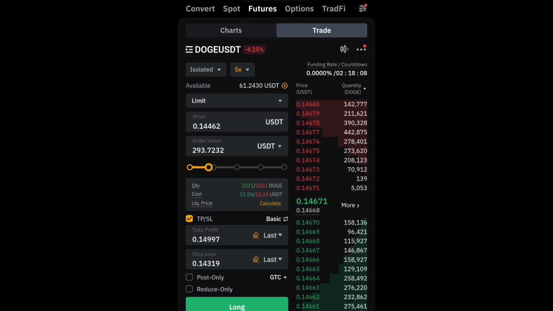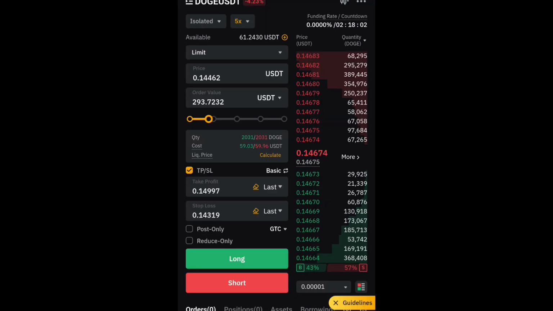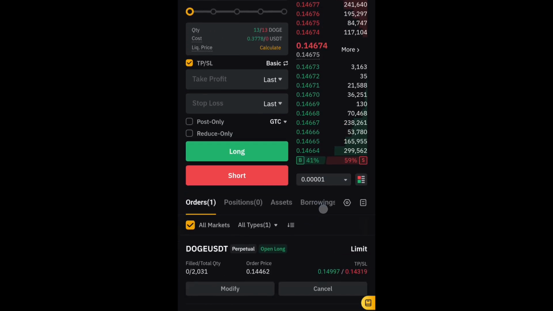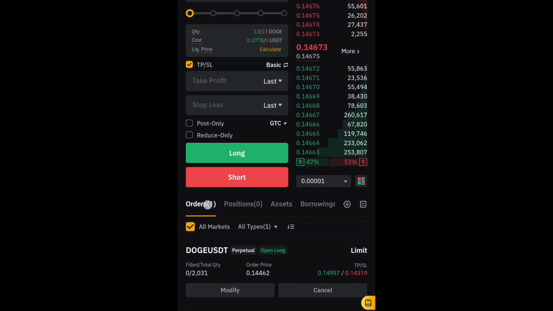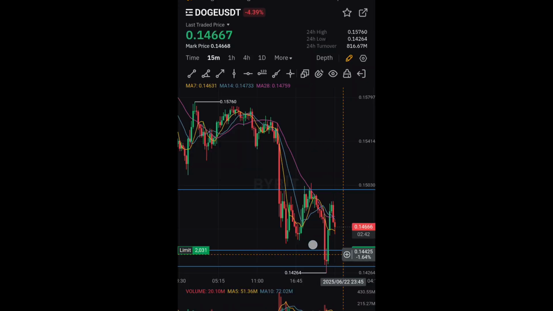Then once you click on long, because we are long right now, we see that the market might go up. Once you click on long, you see that it's already on order. The market has not been triggered yet, until the market comes to this place, before the market will be triggered. So let's make another trade right now for you to see what I'm talking about.